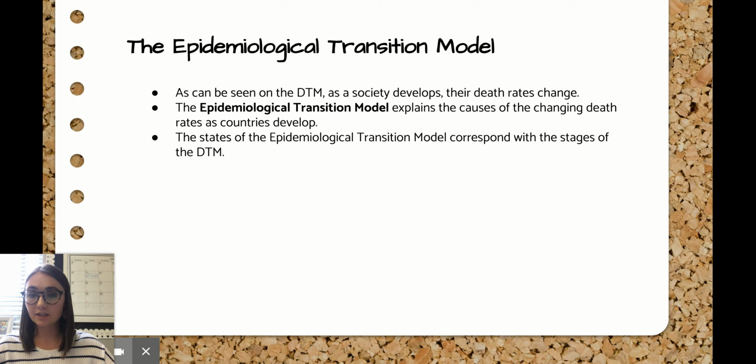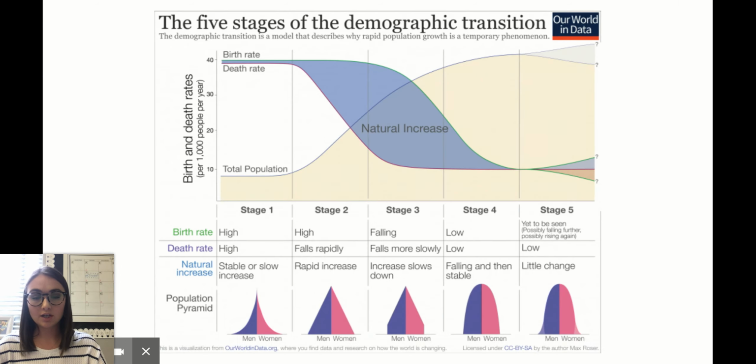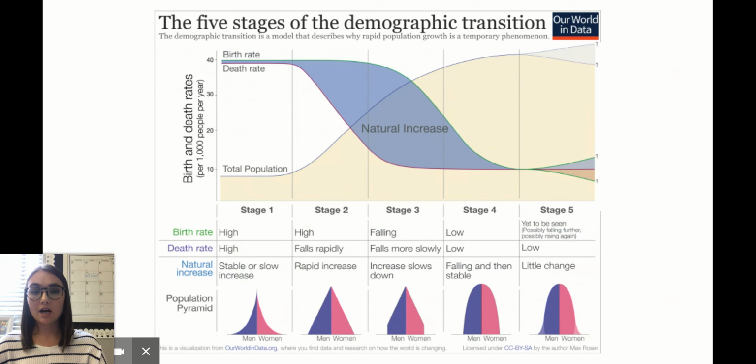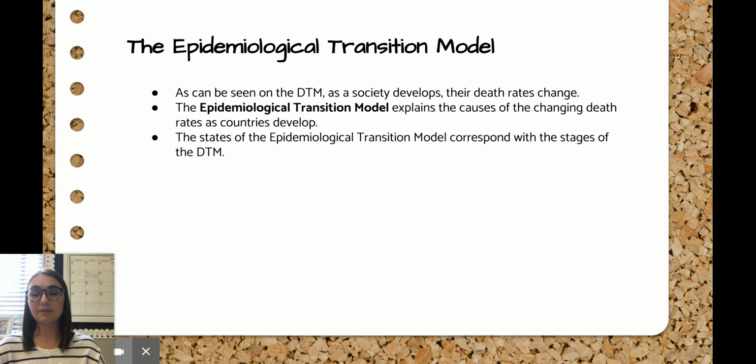So as can be seen on the demographic transition model, as a society develops, their death rates change. That was one of the things that I mentioned every time I was going through one of these stages: the death rate. So that is something that happens as countries move through the demographic transition model. The epidemiological transition model, though, explains the causes of the changing death rates as the countries develop. The stages of the epidemiological transition model correspond with the stages of the demographic transition model.